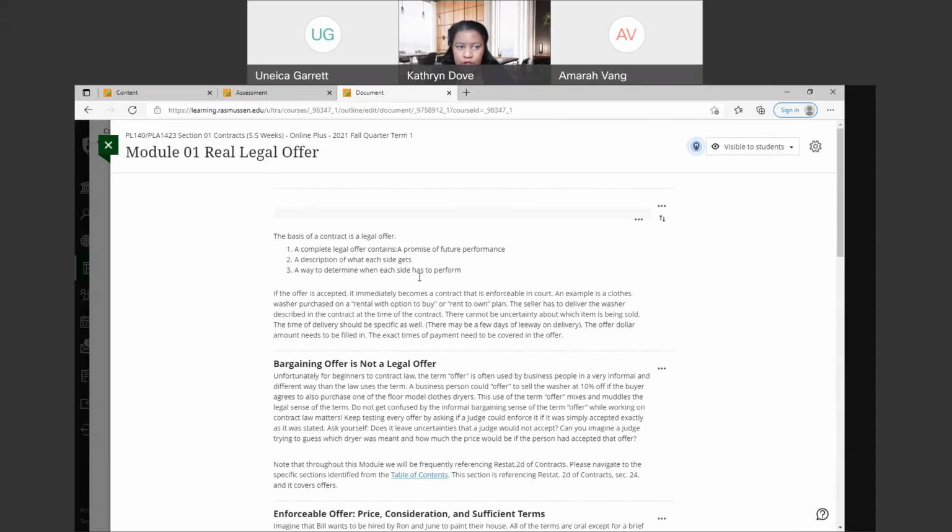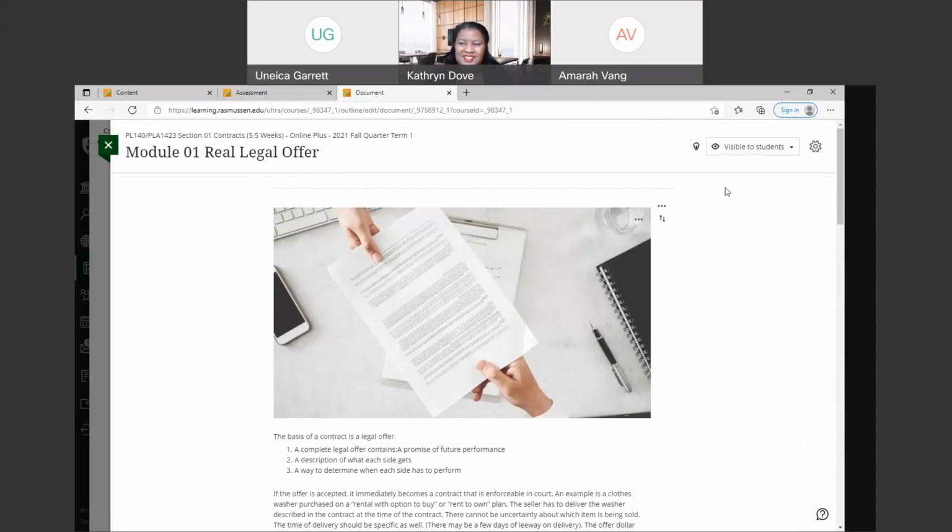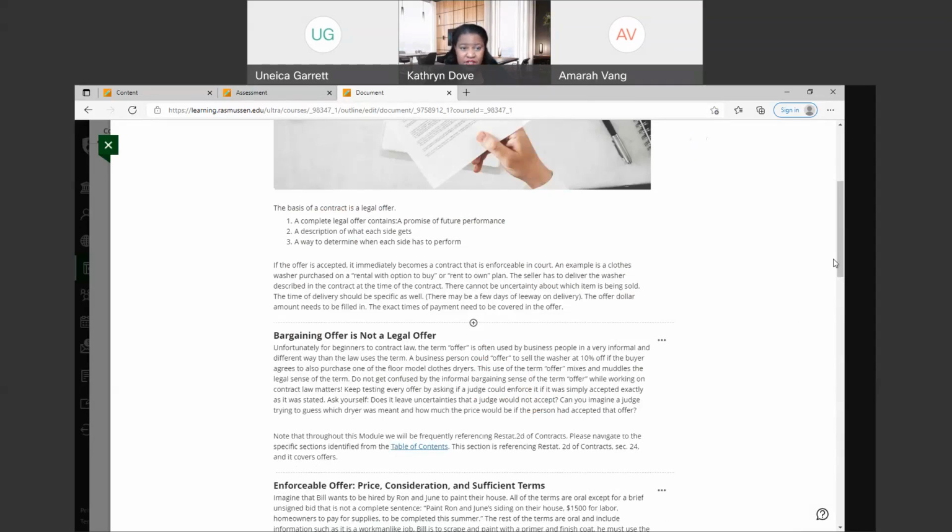So here your lecture notes are under Module 1, Real Offer. An offer contains a complete legal description of what each side gets, right? It's a promise of future performance and a way to determine when each side has to perform. So as you are analyzing the scenario, you'll be looking at the issues and the rules, and where we get the rules is from our lecture notes. You can also get the rules from searching on Lexis Advance or in your textbook.